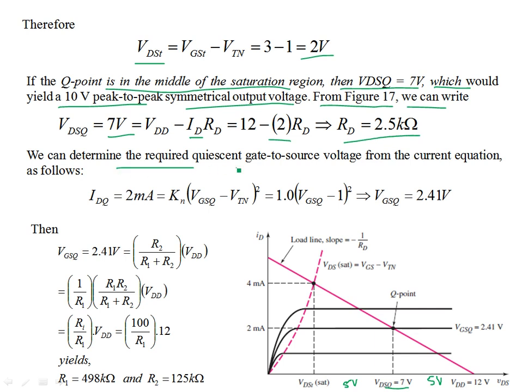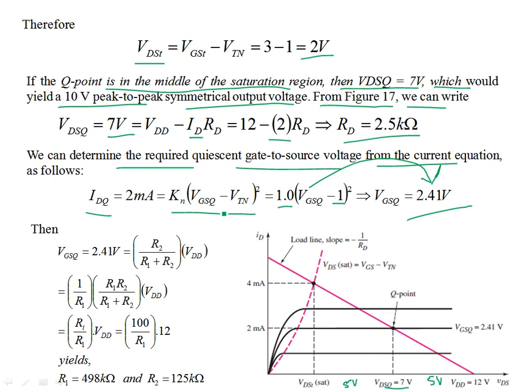So we can determine the required quiescent gate to source voltage from the current equation as follows. Since IDQ is the saturation current, you use the saturation VGS and IDQ relationship. VGSQ is to be found out. VTN is 1 volt, and the conduction parameter we have found already as 1. So this is equal to 2 milliamps. To solve the quadratic and find VGSQ, you find this as 2.41 volts.